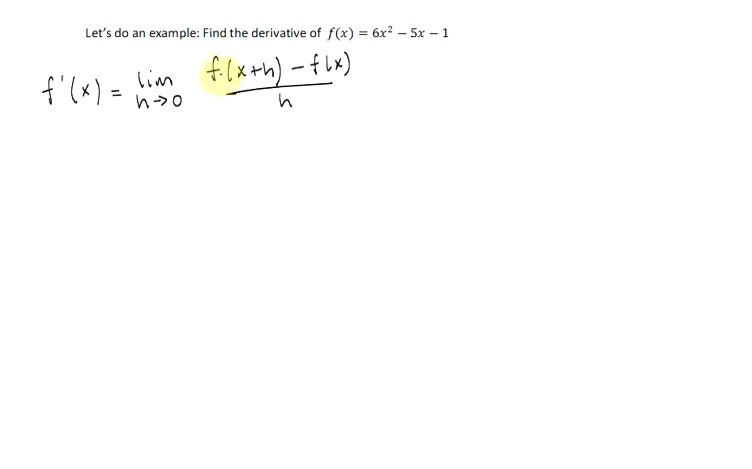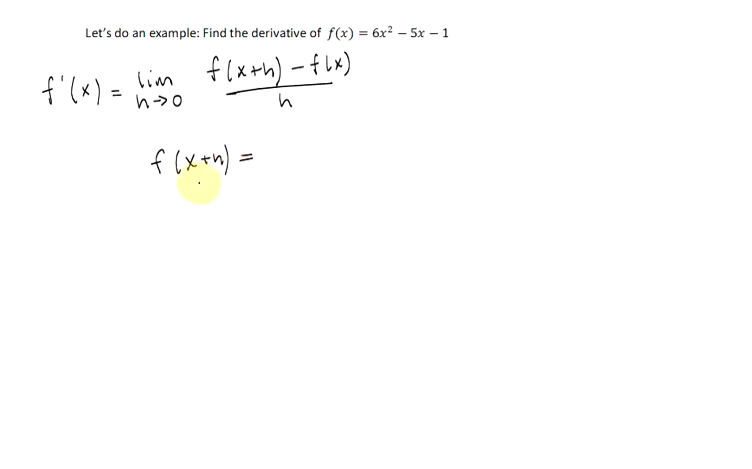Okay, so the formula basically consists of 3 parts: f of x plus h minus f of x, and then divided by h. I recommend when you do these problems that you kind of divide and conquer here. So the first thing that we want to do is figure out what f of x plus h is equal to.